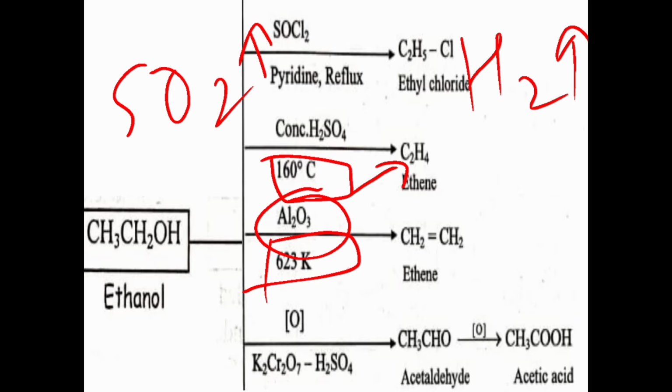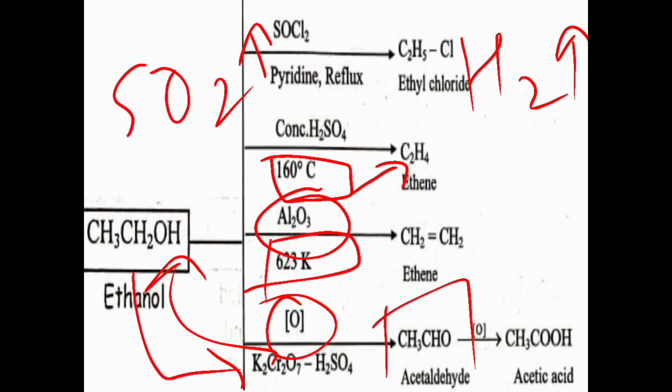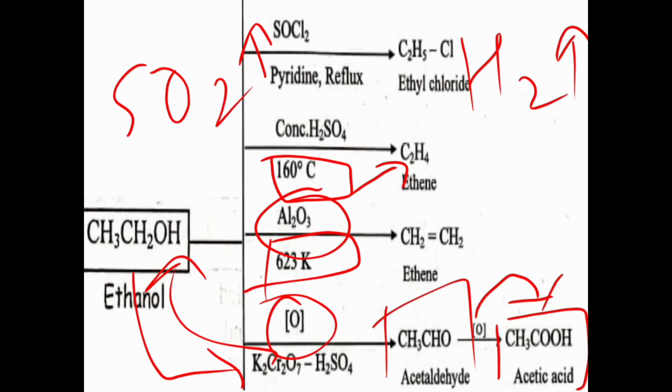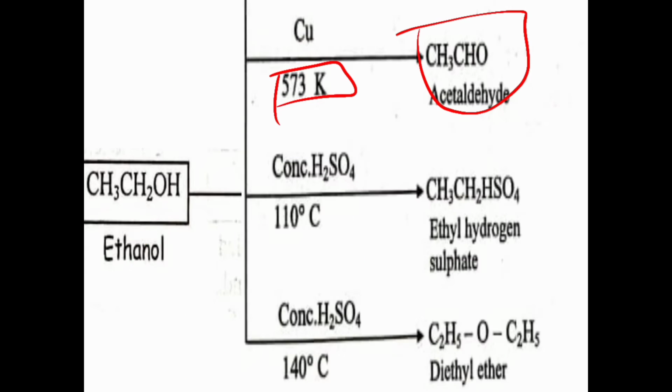And in this reaction you can see there is an oxidation reaction taking place because of the strong oxidizing agent K2Cr2O7. When K2Cr2O7 oxidizes, the nascent oxygen will oxidize ethanol to form acetaldehyde, and on further oxidation the main product will be acetic acid. Now ethanol with copper at 573 Kelvin, acetaldehyde will be formed. It is also an oxidizing agent, but a mild oxidizing agent, not a strong oxidizing agent like K2Cr2O7.